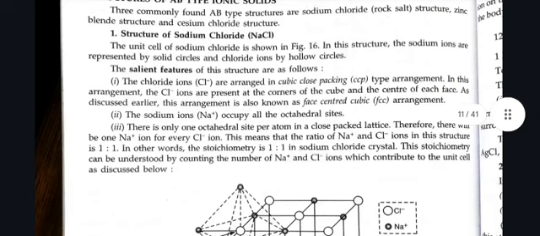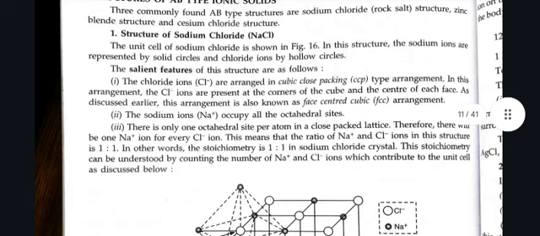The chloride ions are arranged in cubic close packing type arrangement. In this arrangement, Cl- ions are present in the corners of the cube and the center of each face. As discussed earlier, this arrangement is also known as face-centered cubic arrangement. The sodium ions, Na+, occupy all the octahedral sites. There is only one octahedral site per atom in a close packed lattice, therefore there will be one Na+ for every Cl-. This means that the ratio of Na+ and Cl- ions in the structure is 1:1. In other words, the stoichiometry is 1:1 in sodium chloride crystal.